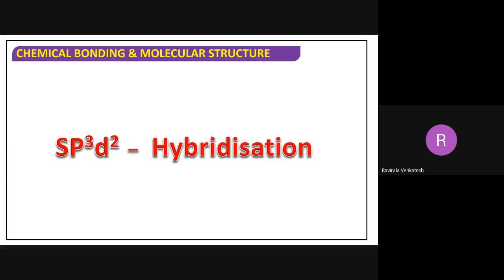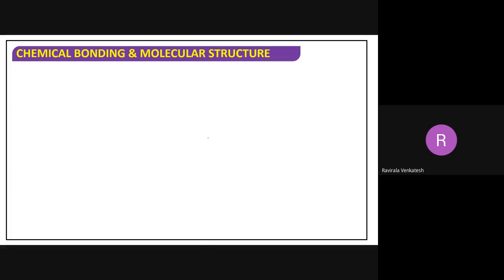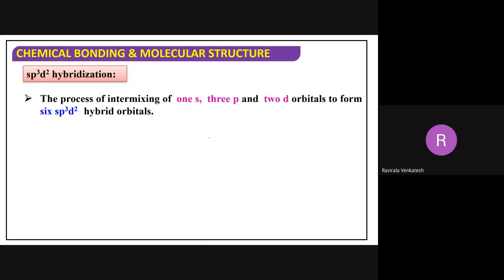I will move to sp3d2 hybridization. Here one s orbital, 3 p orbitals, and 2 d orbitals are mixing to give 6 sp3d2 hybrid orbitals. Right?